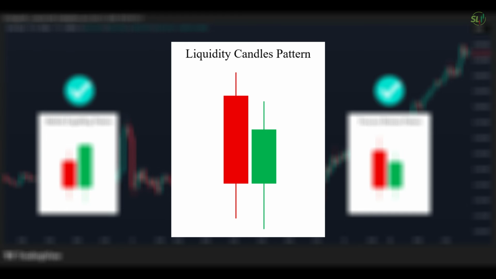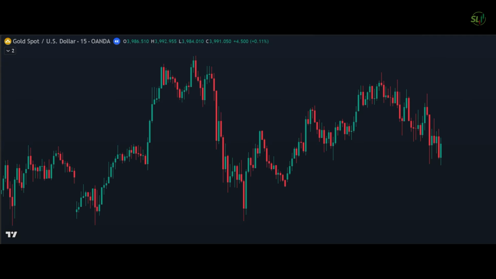A bullish liquidity sweep has these characteristics. The first candle is bearish and the second candle is bullish, in which the lower wick of the second candle sweeps below the lower wick of the first candle.